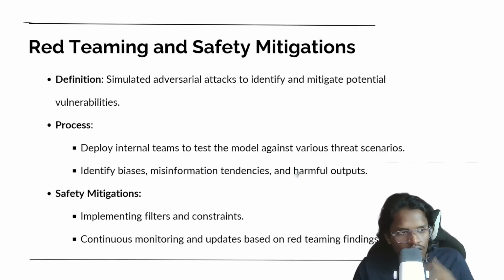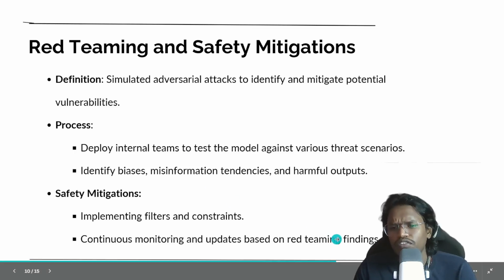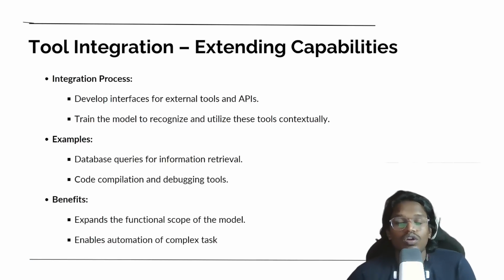If you have heard about things like bug bounties, that is a form of red teaming. Here the safety mitigations will be implementing filters and constraints based on their reports, and then you'll be continuously monitoring and updating your model with the help of the techniques which we said before, with the help of the red teaming's findings.